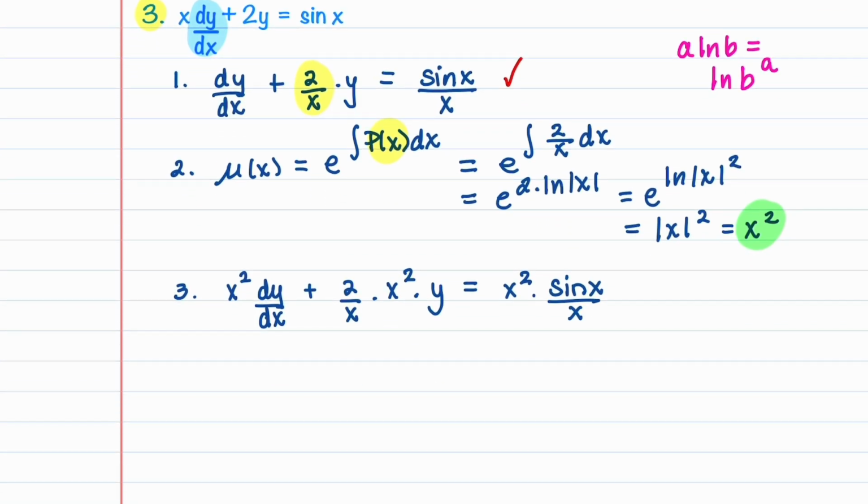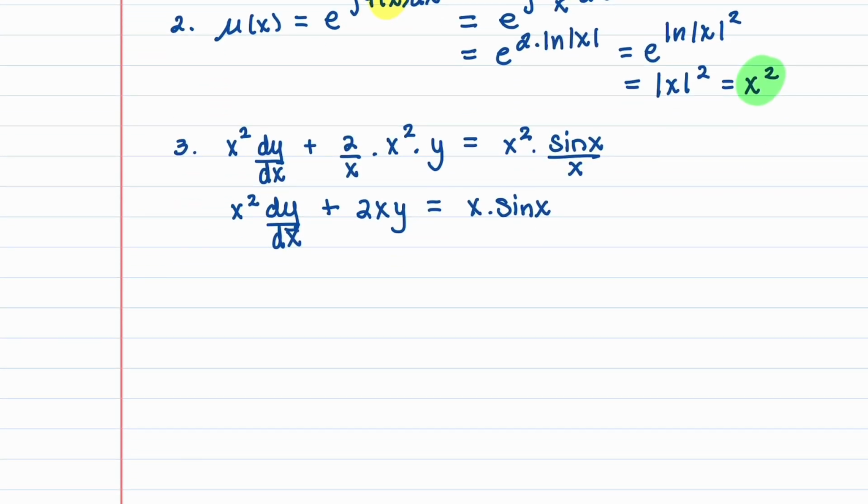Let's go ahead and simplify this. We have x squared dy dx. This next term, one of the x's cancels, so we just have 2xy. And then on the right-hand side, our x in the denominator cancels, and we're left with an x times sine x.